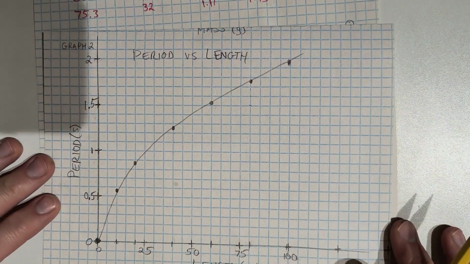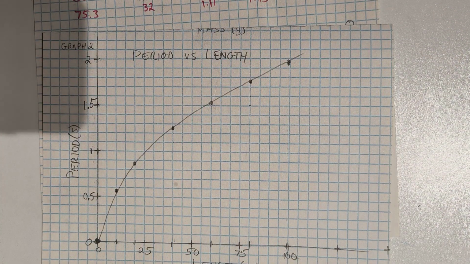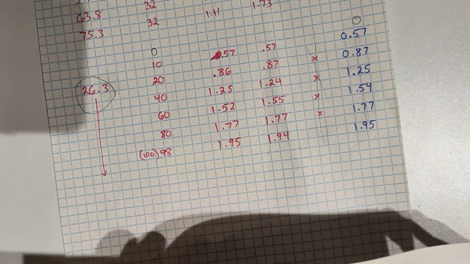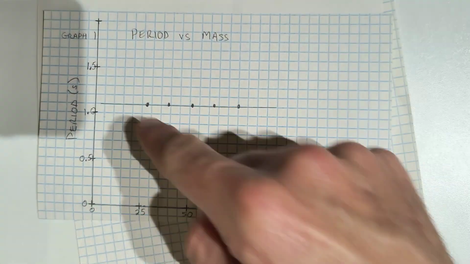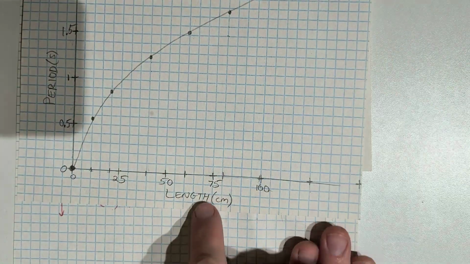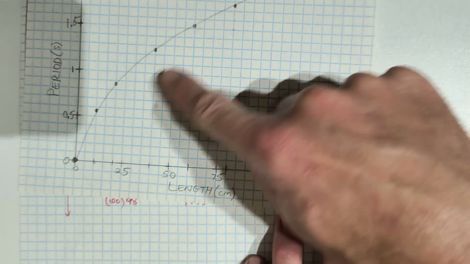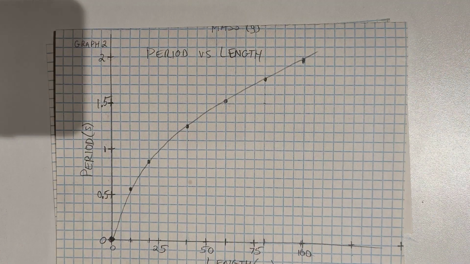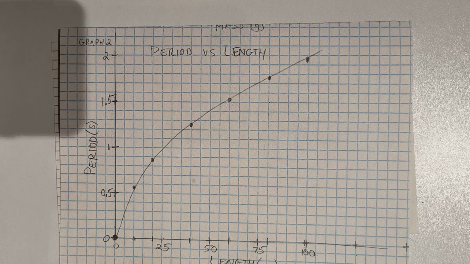Proud of myself. Okay, so your graphs should look like that, where for the mass, we didn't see any change in the period, straight line like that. And as we changed our length, we got a corresponding change in the period. It kind of has this curved shape to it. All right, so that's how you do the graphs for this lab.